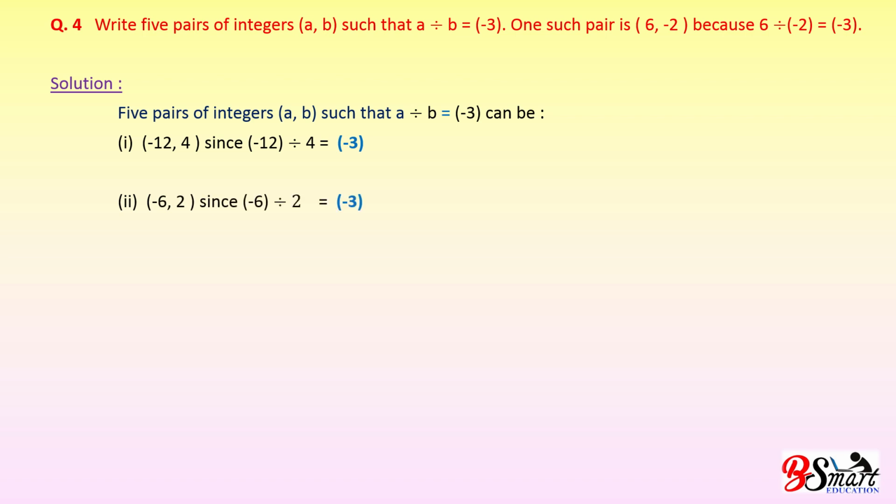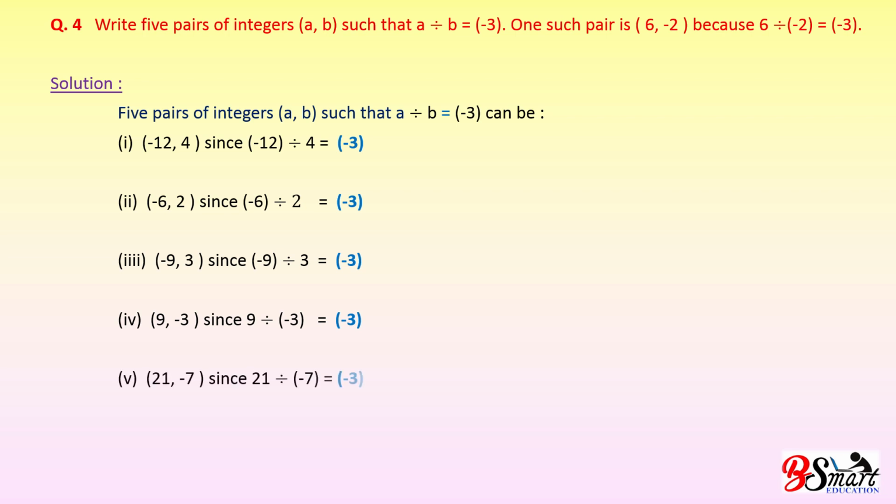In the second pair, we get minus 6 and 2, since minus 6 divided by 2. So 2 threes are 6. That is minus 3. In the third pair, we get minus 9 and 3, since minus 9 divided by 3. So minus plus minus, 3 threes are 9. So minus 3 is the answer. And the fourth pair, we get 9 and minus 3, since 9 divided by minus 3. So that is also minus 3.